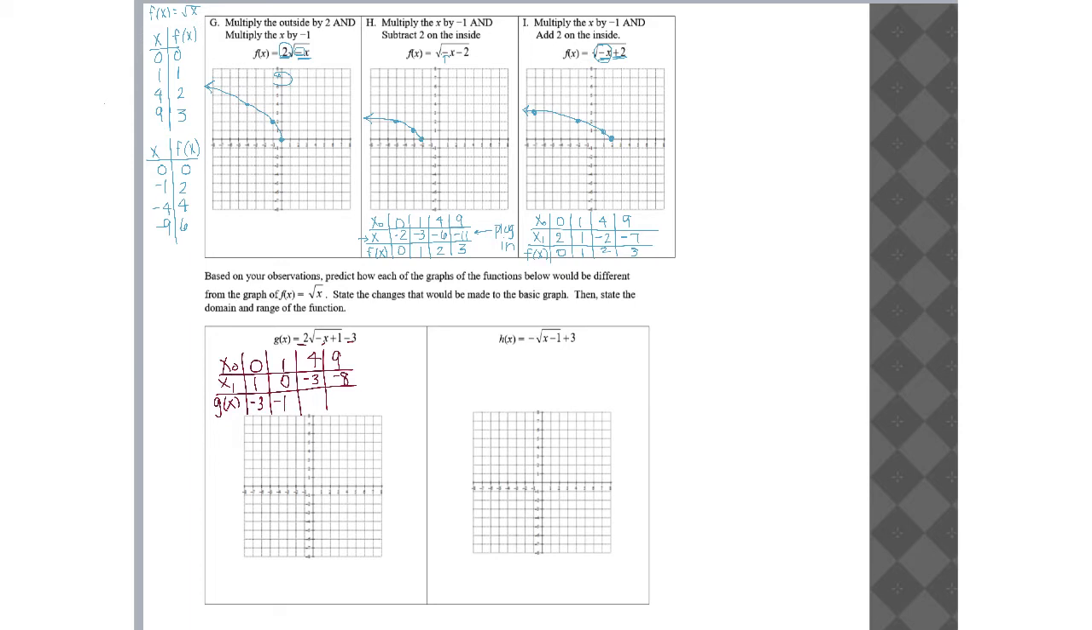Next, plug in negative 3. Well, let's see, inside the radical, that's going to give me 4. Square root of 4 is 2. 2 times 2 is 4, minus 3 is 1.